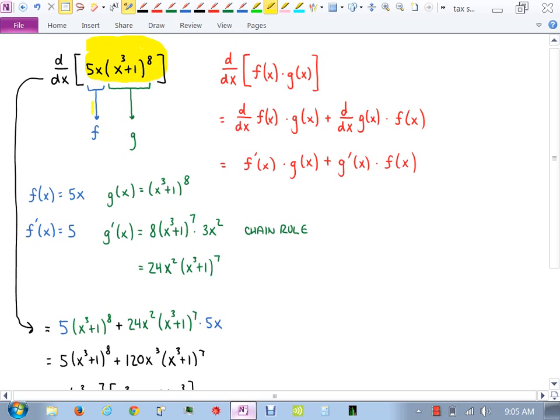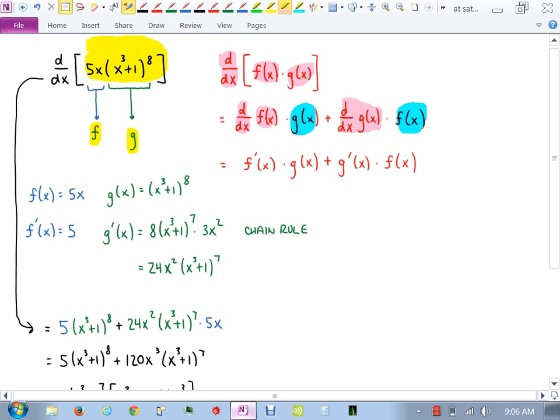So you can look at this f of x as being our f, and then the entire x cubed plus 1 to the 8th is our g. Now we're going to remember the rule that anytime we're taking the derivative of two functions being multiplied together, we take the derivative of the first function times the second function plus the derivative of the second function times the first function. That's the product rule.